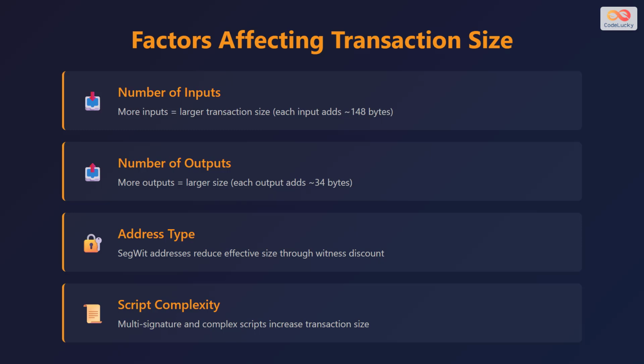Several factors determine your transaction size, which directly impacts your total fee. The number of inputs is crucial. More inputs mean a larger transaction size, with each input adding approximately 148 bytes. The number of outputs also matters. More outputs increase the size, with each output adding approximately 34 bytes. The address type you use makes a difference too. SegWit addresses reduce the effective size through something called the witness discount. Finally, script complexity affects size. Multi-signature wallets and complex scripts increase the transaction size. Understanding these factors helps you make choices that minimize your fees.